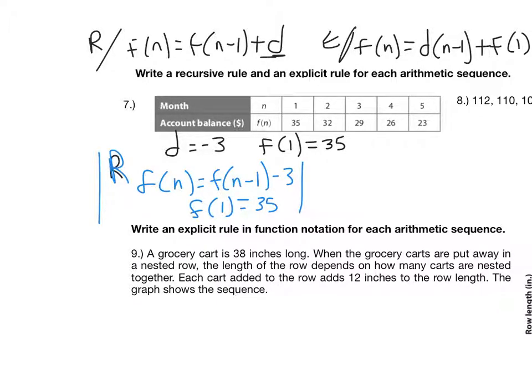And then explicit, I'll do in green. So with explicit, we have our common difference and our first term. So that's going to be f of n equals our common difference, which was negative 3, times n minus 1, plus our first term, which is 35. That's it. It's just asking you for a recursive rule and an explicit rule. It's not asking you to find a specific term. So you would just leave it like that.